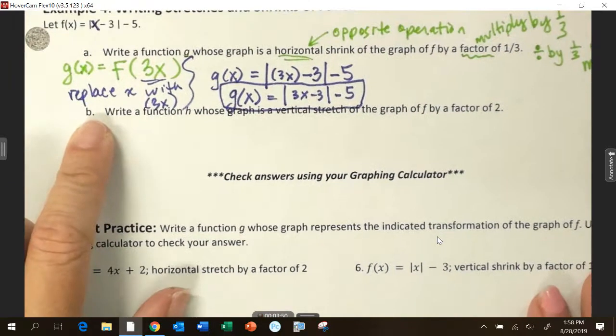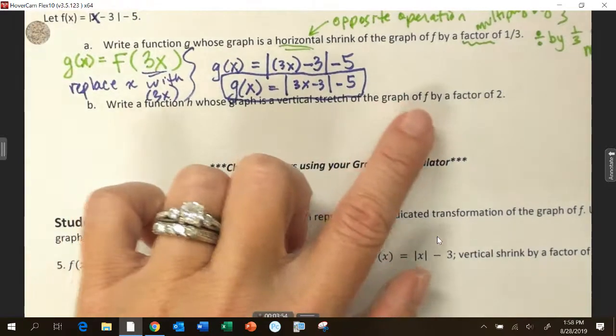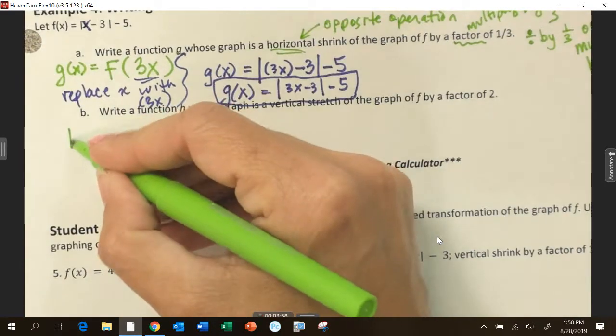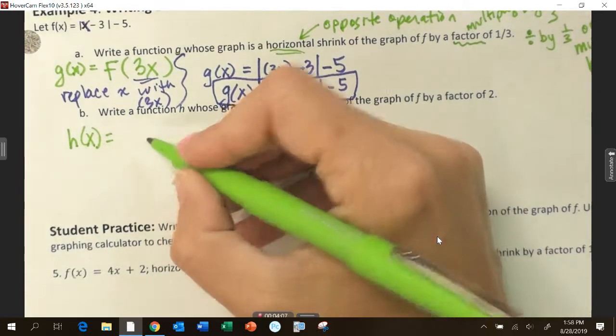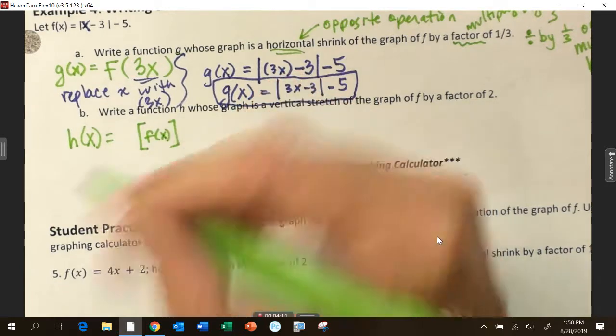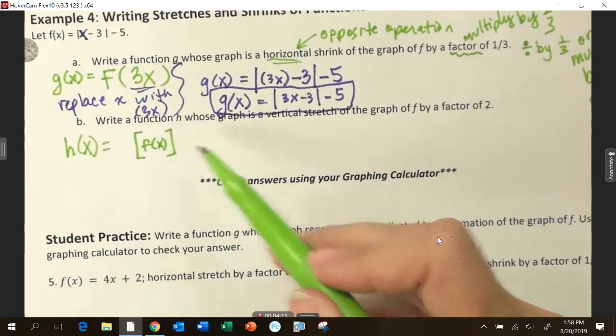So the next one. Write a function h whose graph is a vertical stretch of the graph of f by a factor of 2. So this time we're doing h of x. And this is vertical stretch. Is vertical stretch on the inside or the outside? Outside. So that's the one where we're going to have brackets with f of x. And we're going to do something to the outside of it. Anytime vertical, we start with these.